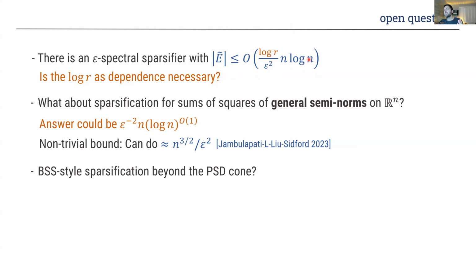This bound does give you near linear, in that case, using this infinity embedding that I suggested before. The question is, can you do order n over epsilon squared? Can you get rid of the log n factor for anything beyond the PSD cone? The most natural thing to look at is just sums of squares of norms on planes, sums of squares of two-dimensional norms. Can one do anything like BSS in that setting? Just a super fascinating open question.